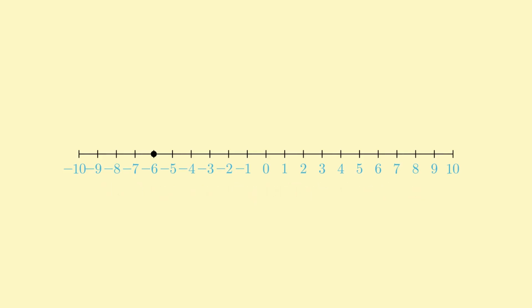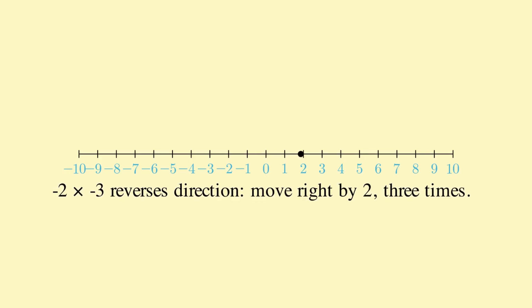Now, what happens if we multiply minus 2 times minus 3? It means we reverse direction. Instead of moving left, we now go right. So, minus 2 times minus 3 brings us to positive 6. That's why 2 negatives make a positive.